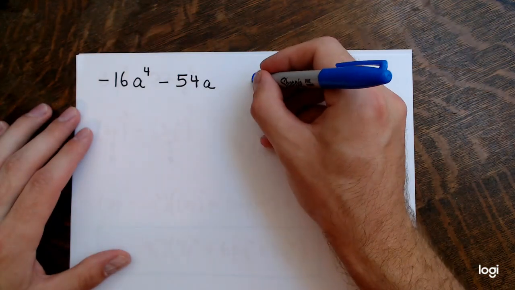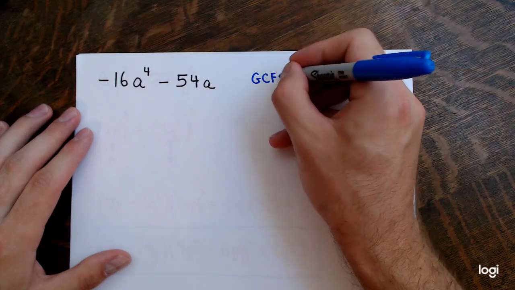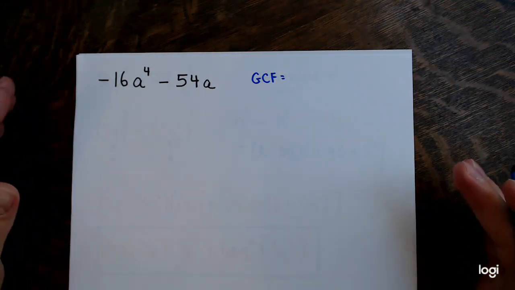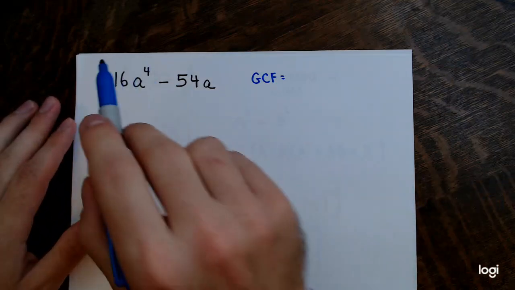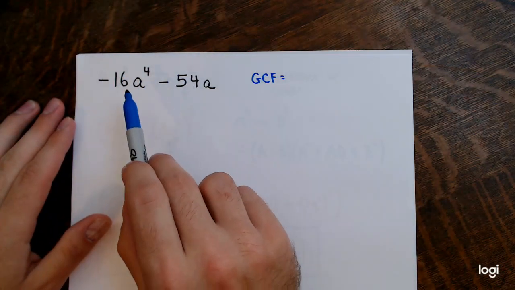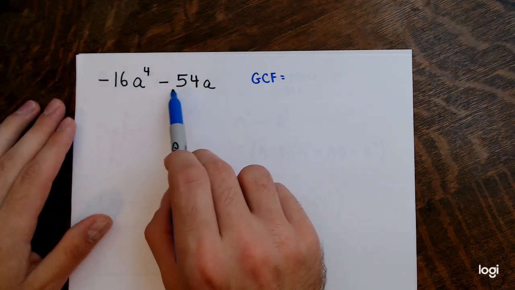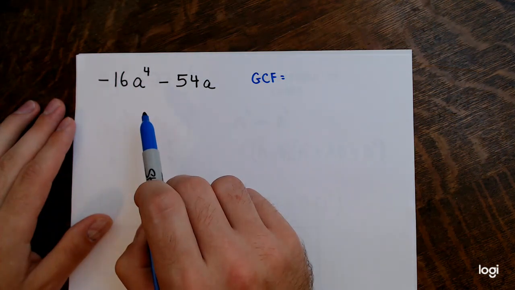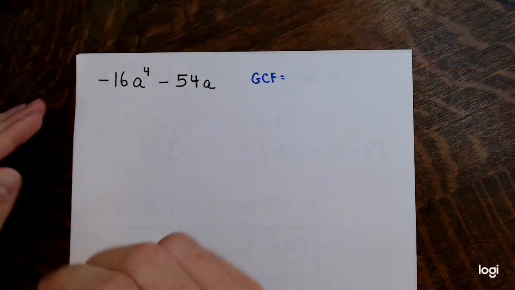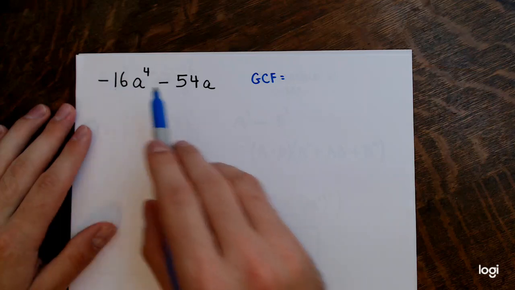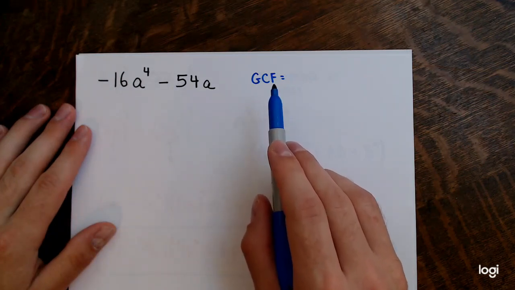But there is a greatest common factor, right? And again, that's the first thing you should look for whenever factoring anything completely. What's the greatest common factor of all the terms? So my terms here are negative 16a to the 4th, negative 54a to the 1st. And I'm also noticing that my lead coefficient is negative, so I'm going to pull out the negative GCF.